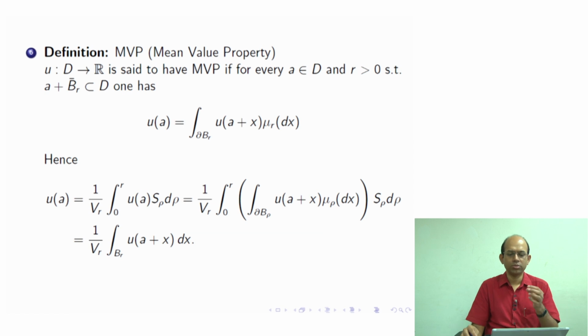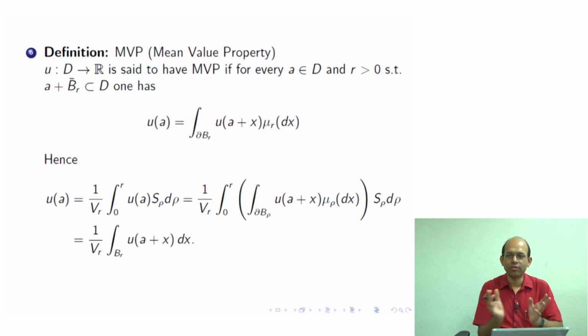This is like saying that if my point A is considered and then we consider a ball around A, then this is the average value of U of A plus x on the sphere around A. Point A is there, but you are considering a sphere. On the sphere you are evaluating the function U and finding its average, and that is exactly the same as U of A. This is a very special, rigid property. Not every function has this property. If a function has this property, then we say that the function has the mean value property.